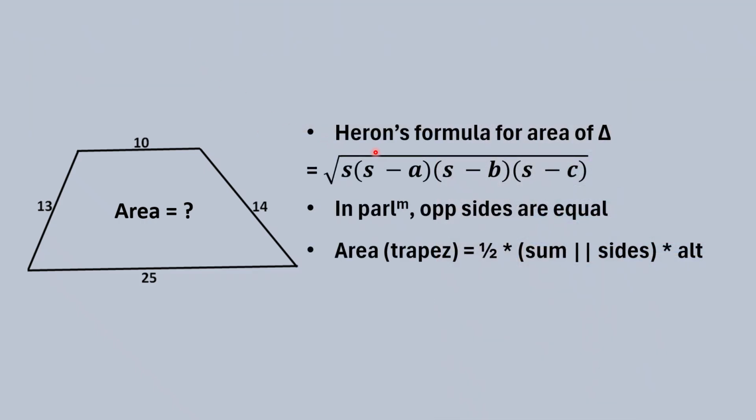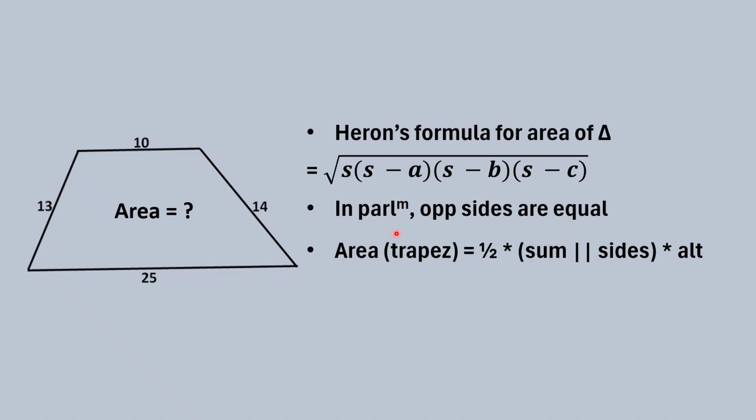Now these are the skills or concepts you will need. If you know these three things, you can easily find the area of this trapezium. You need to know Heron's formula for area of triangle, that is square root of s into s minus a into s minus b into s minus c. That is the Heron's formula for area of triangle.